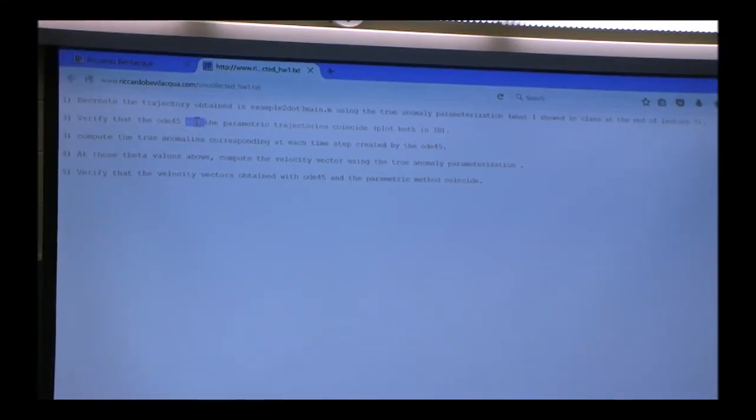Now, what I ask you to do is this. The part where you start using the perifocal frame is where I ask you to plot the trajectory using the true anomaly expression, which is, once again, this one.